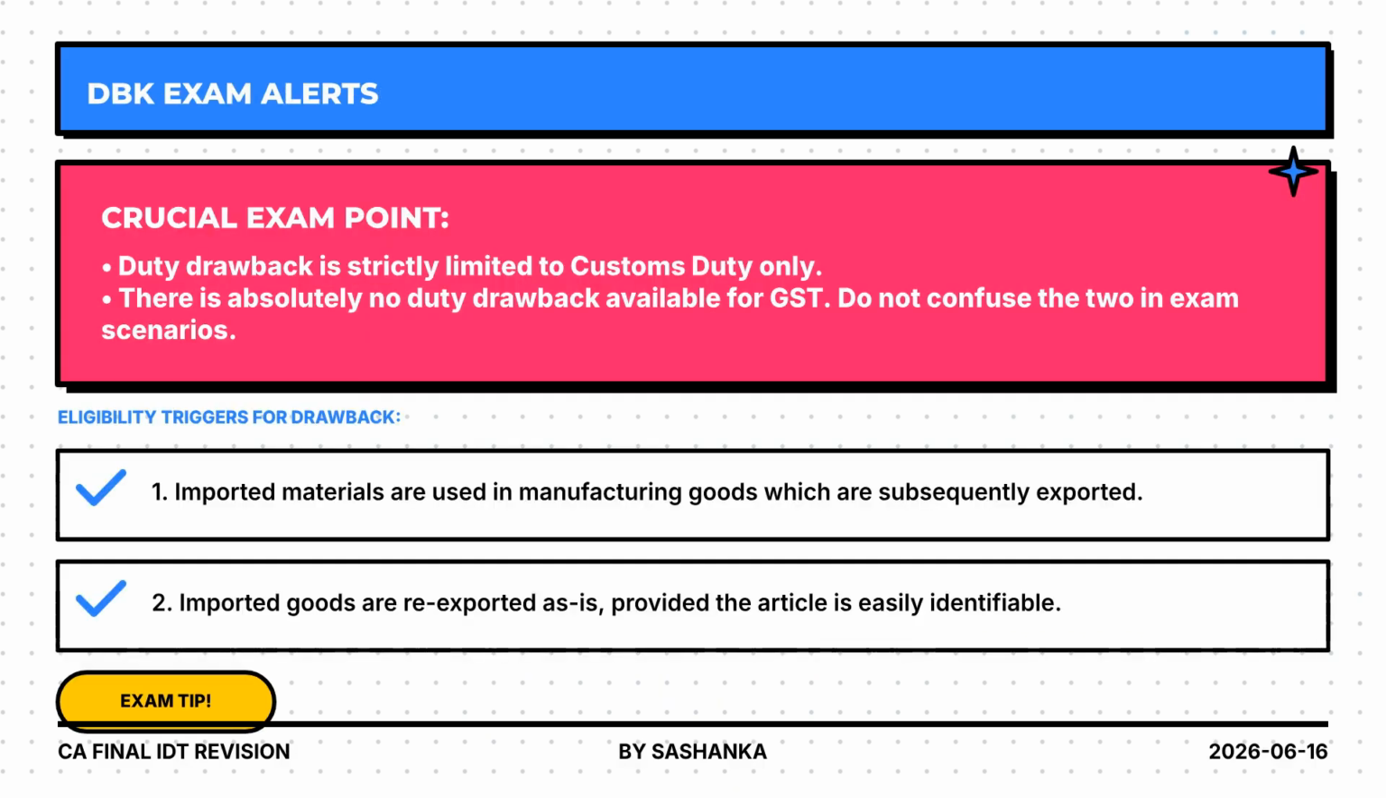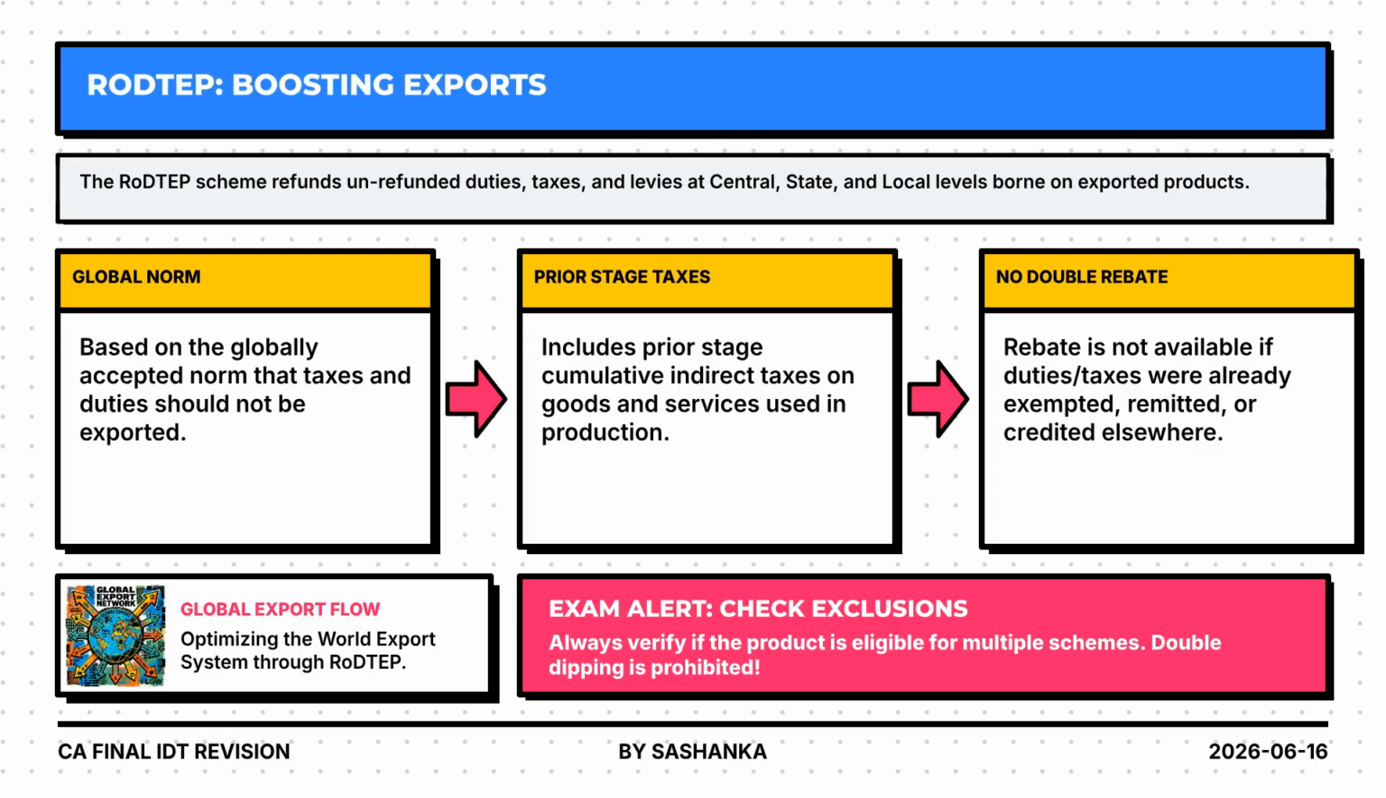This slide contains one of the most important exam points. Duty drawback is strictly restricted to customs duty. There is absolutely no drawback available for GST. Students often confuse drawback with GST refunds, and examiners love testing this distinction. Drawback can arise in two situations. First, when imported materials are used in manufacturing goods that are subsequently exported. Second, when imported goods are re-exported in the same form, provided they are clearly identifiable. If you remember only one thing from this topic, remember this: drawback equals customs duty only, never GST.